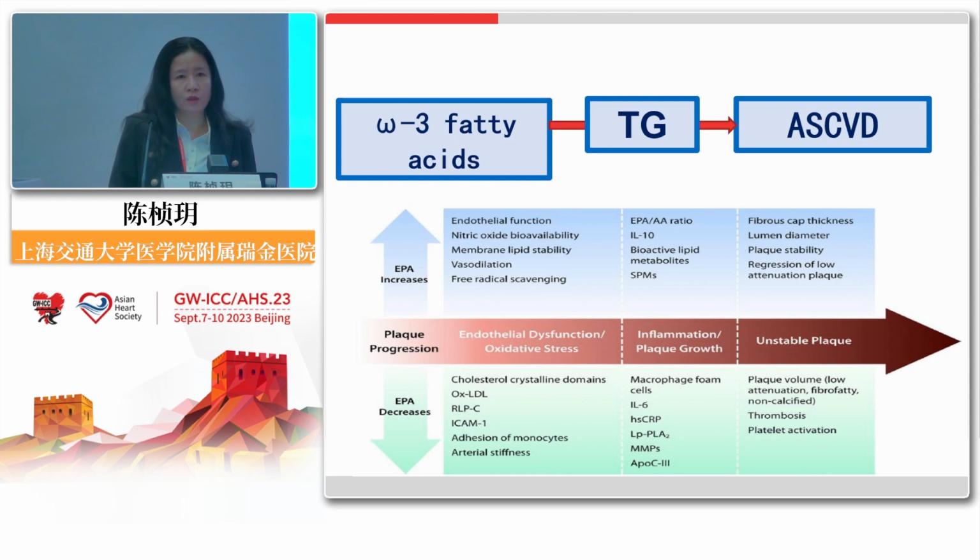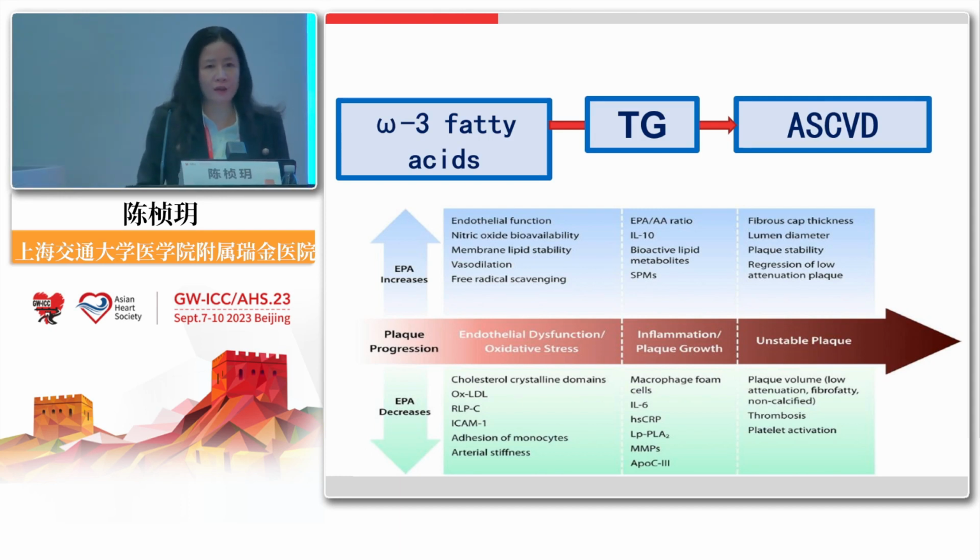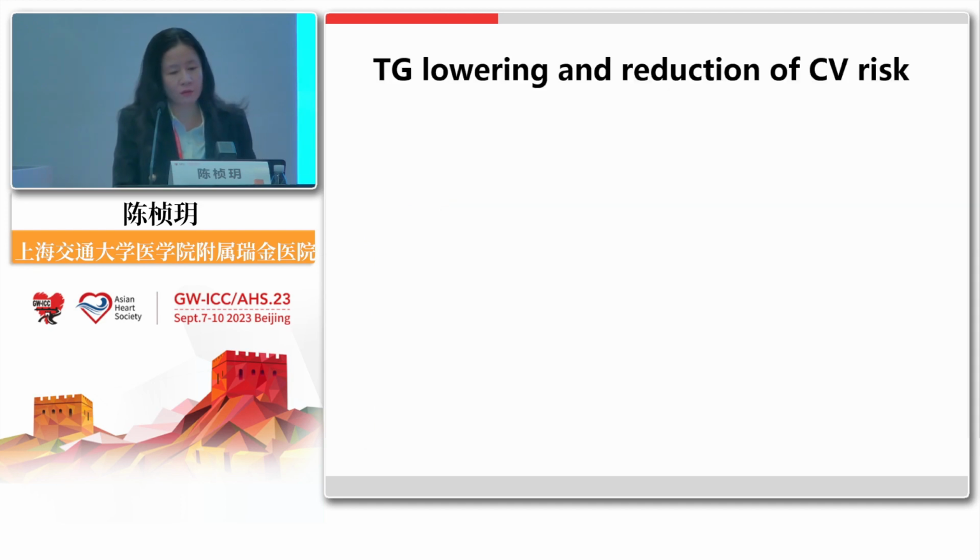So we already know omega-3 fatty acids can reduce TG, but the CV benefit is not just from TG reduction. It's mainly not from TG reduction but from the EPA level itself, because EPA has multiple functions, including anti-inflammation, anti-thrombosis, antioxidative effects, and stabilizing plaques, and these multiple functions contribute to the final CV risk reduction.